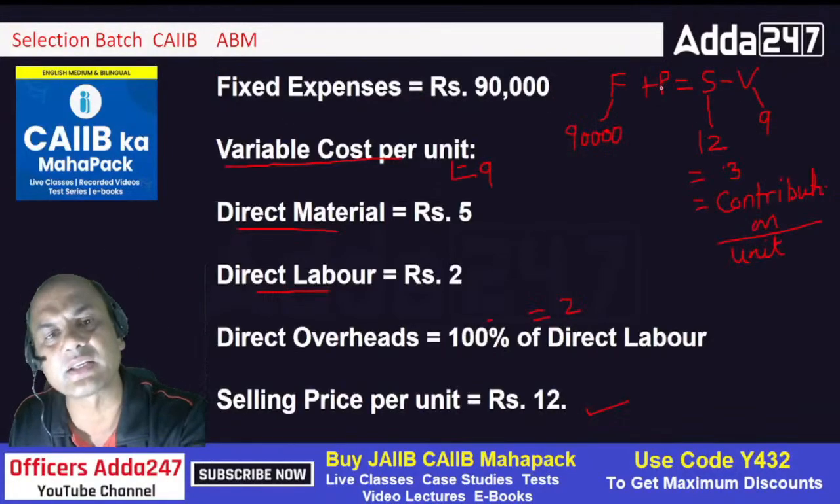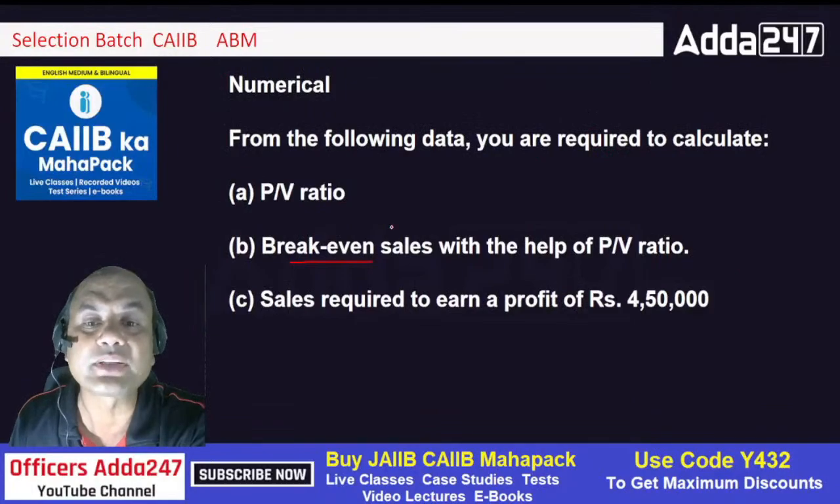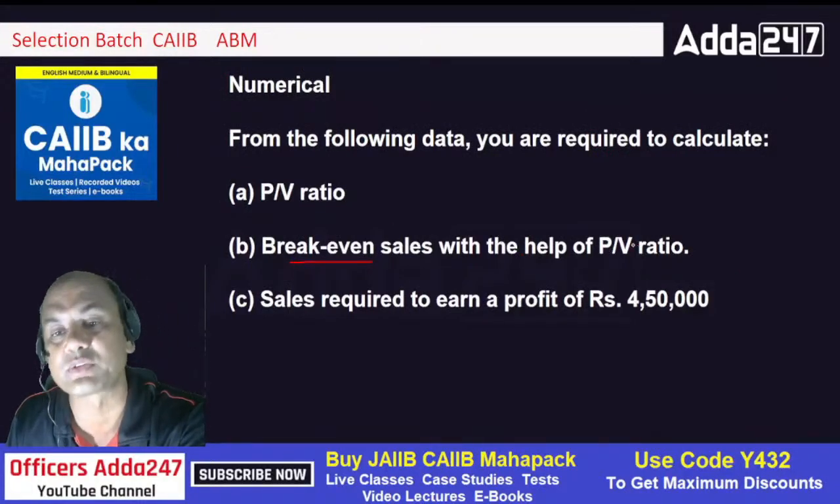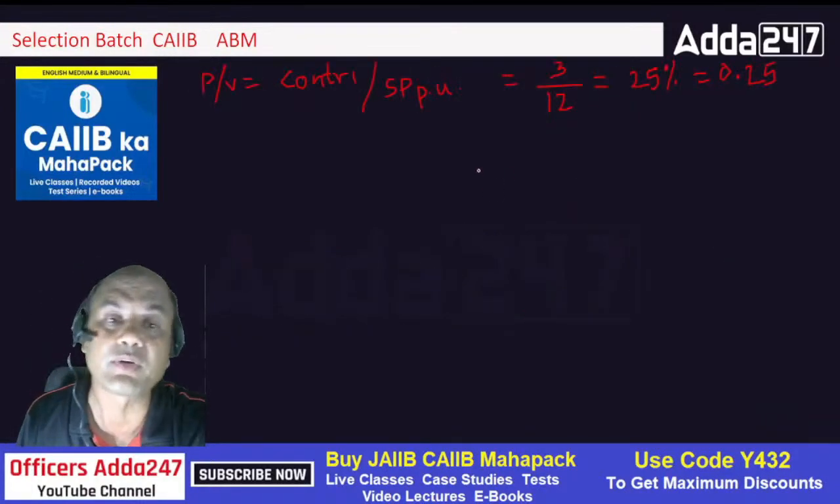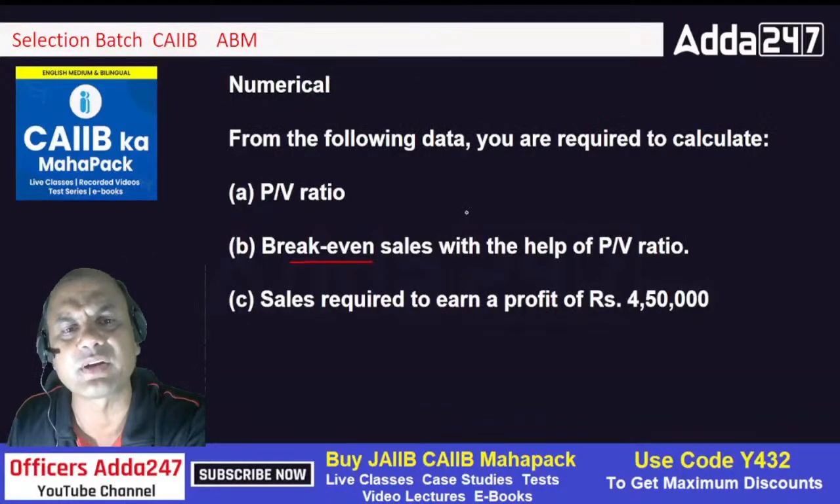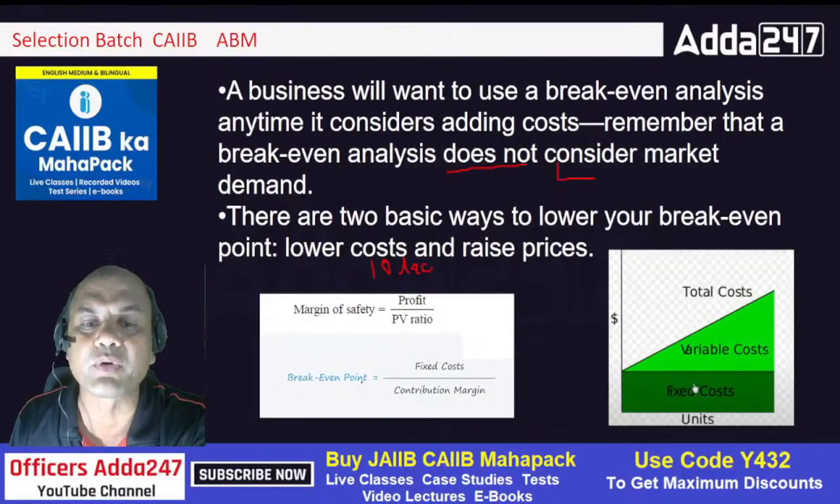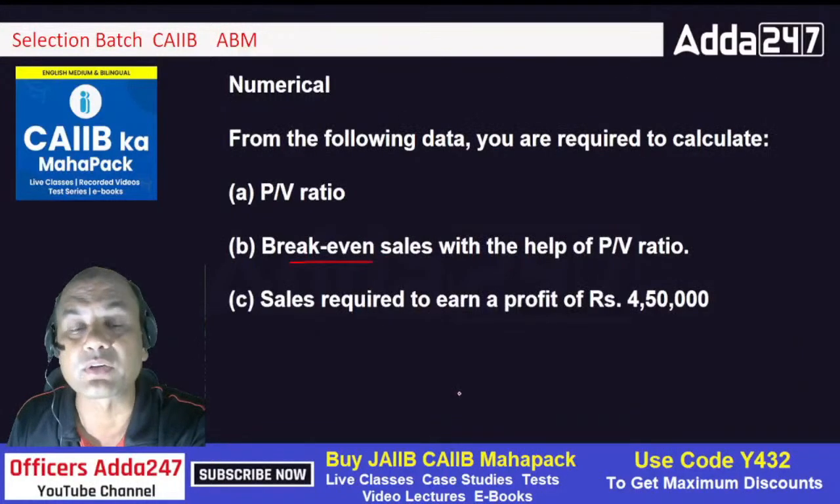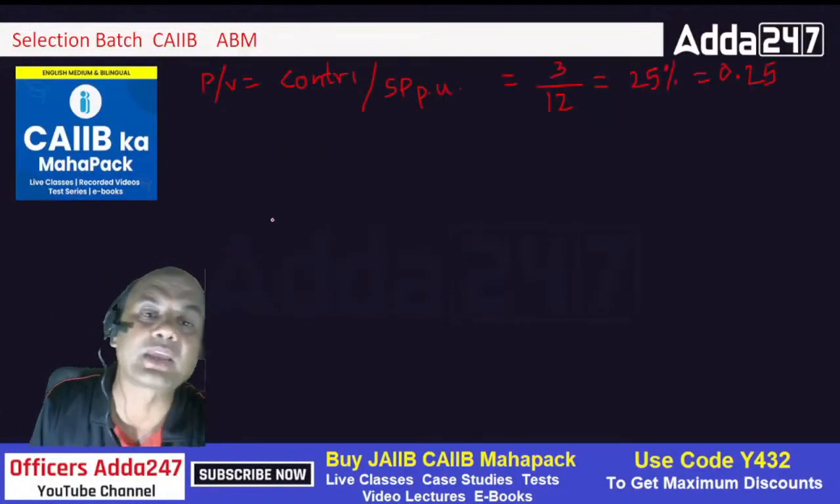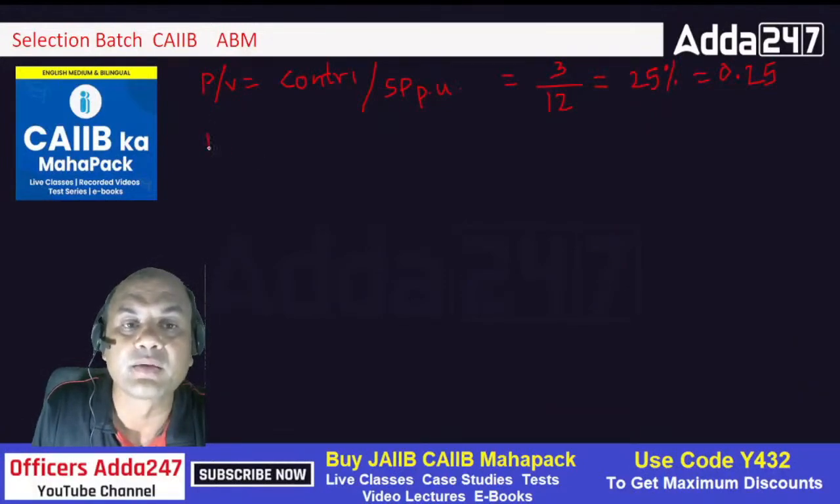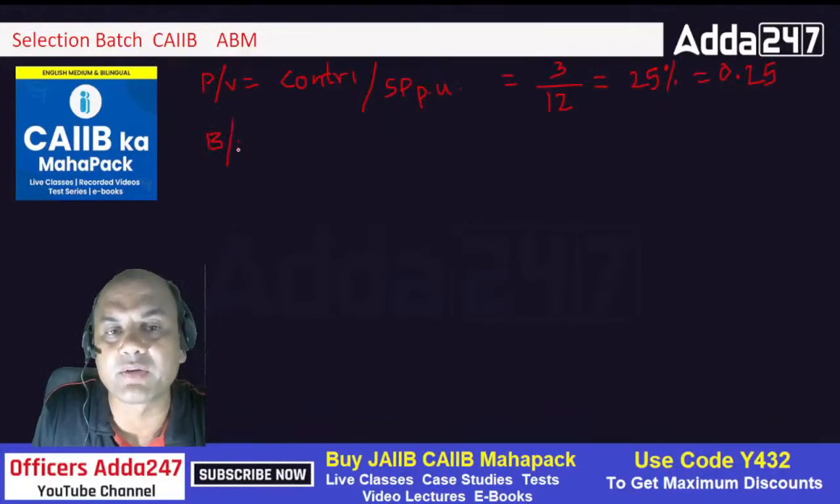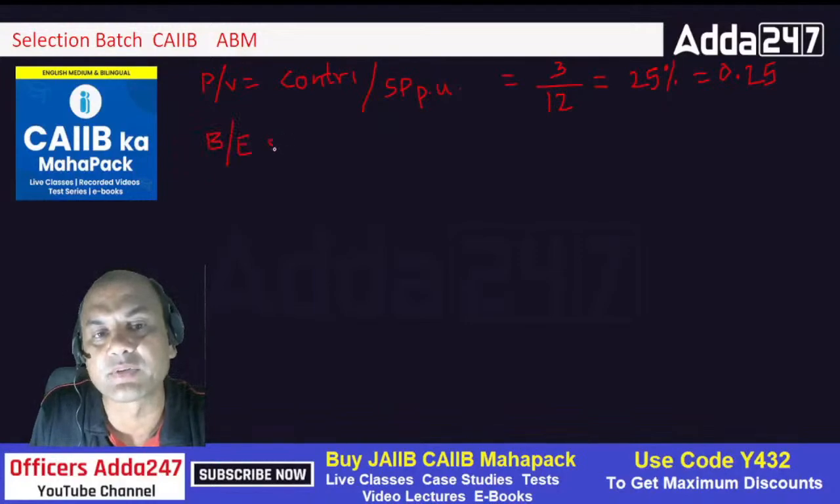What is the next question asked? Next is break-even sales with the help of PV ratio. Now break-even sales I want. What is the formula for break-even sales? Just now we saw it. Break-even point equals fixed cost upon contribution. So break-even sales, I'll just write BE sales, equals fixed cost upon contribution.